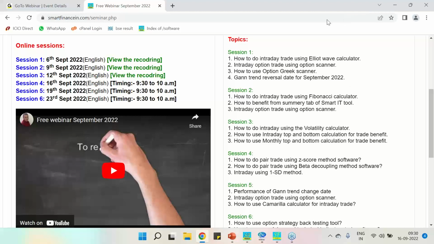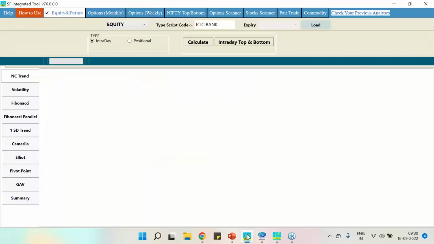So how to trade using the Z score method, how to do pair trade in beta decoupling and the 1SD method. These three things we will be discussing today. 1SD I have already taken multiple times, and last month we had six sessions. All six sessions I have taken the 1SD method. Out of six sessions, five sessions we got excellent success. This time also, in the month of September, I have taken multiple sessions. There also a couple of times I have shown that 1SD.